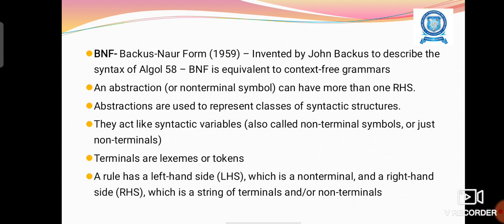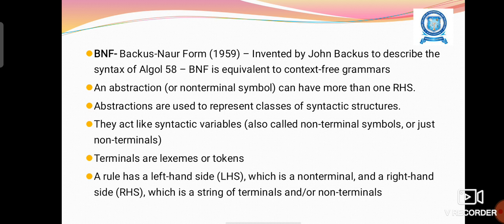BNF is one of the normal forms invented by John Backus to describe the syntax of a particular programming language, which is equivalent to context-free grammars. An abstraction can have more than one right-hand side. Abstractions are used to represent classes of syntactic structures. They act like syntactic variables. They are also called non-terminal symbols or just non-terminals.